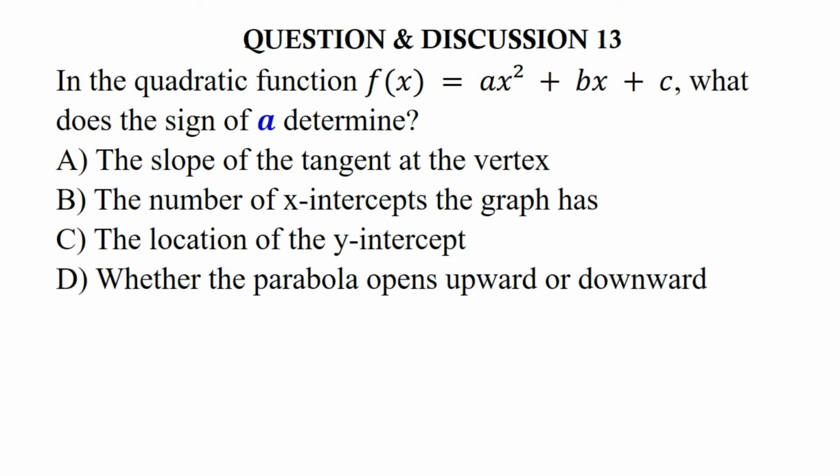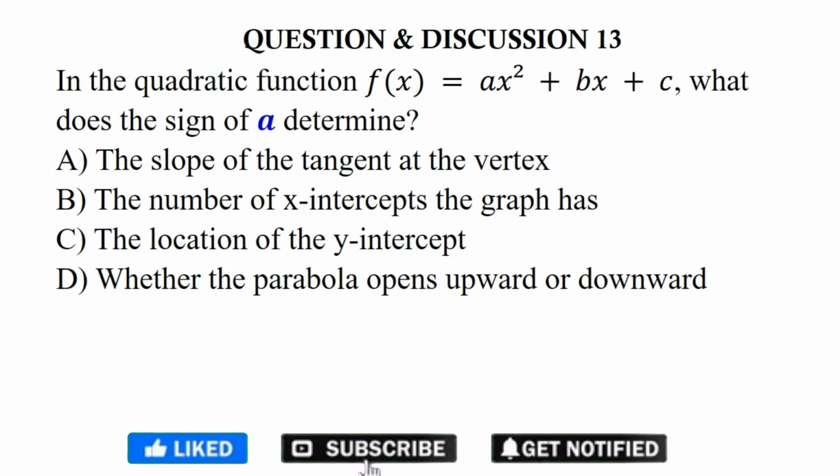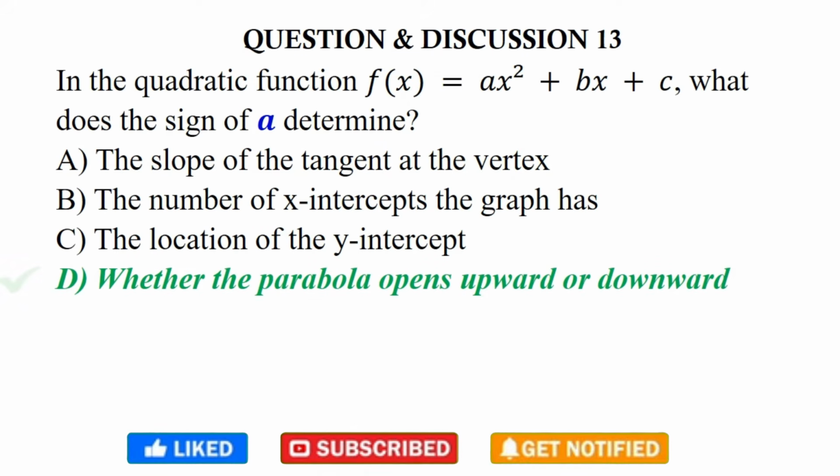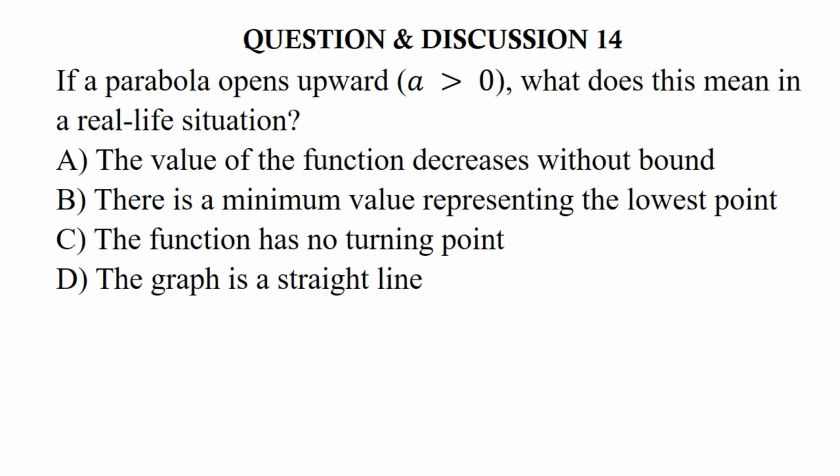In the quadratic function f of x equals ax² plus bx plus c, the coefficient a plays a key role in shaping the graph. Specifically, the sign of a determines the overall direction in which the parabola opens. If a is positive, the parabola opens upward, creating a U-shape, and the vertex becomes the minimum point of the graph. If a is negative, the parabola opens downward, forming an inverted U-shape, and the vertex becomes the maximum point. This feature is independent of the values of b and c, which influence the axis of symmetry and vertical placement.